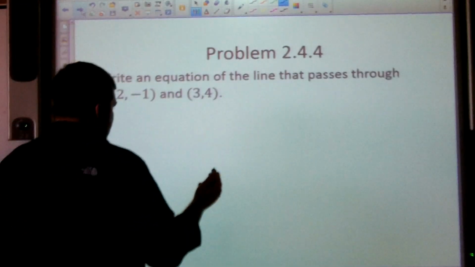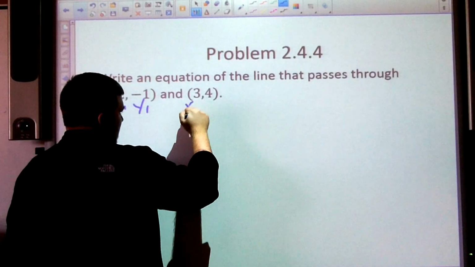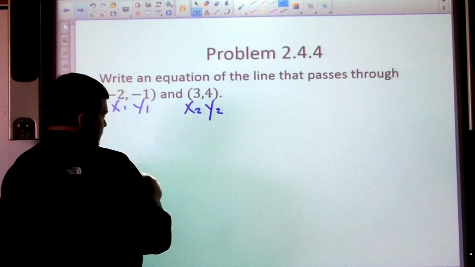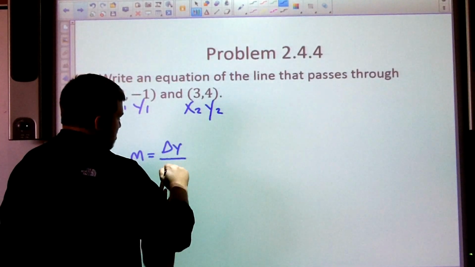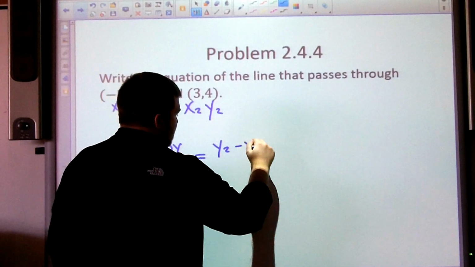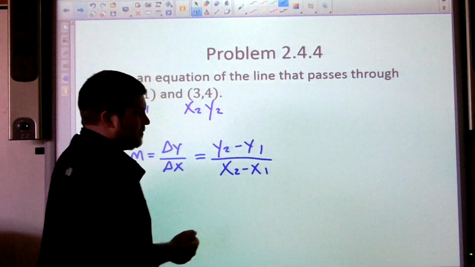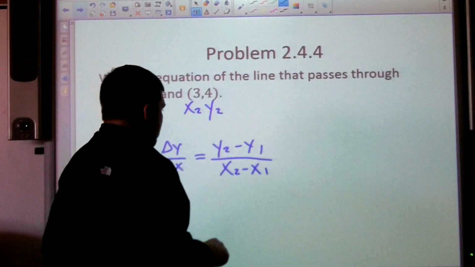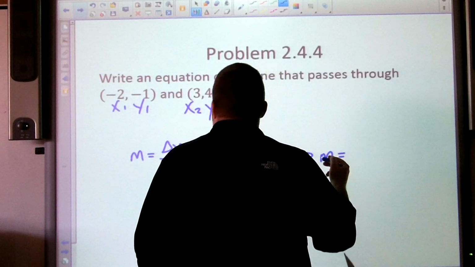Okay, so first I want to find the slope. This will be my x1, y1, x2, y2. And we know the slope is given by the change in y over the change in x, which just means we're going to take y2 minus y1 all over x2 minus x1. Okay, final minus initial, just like we talked about before. So this slope is given to us, just plug in what we know now.